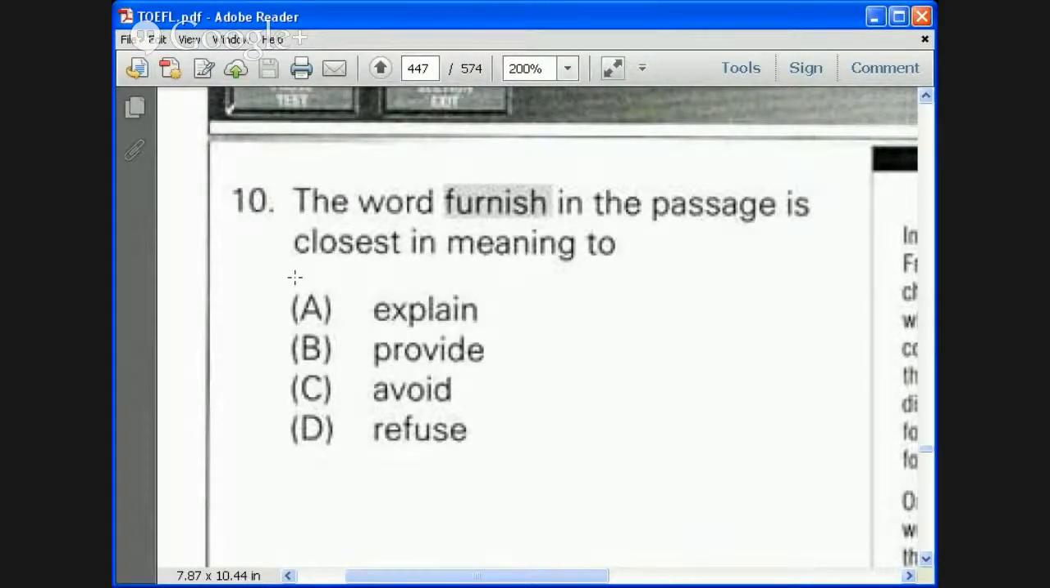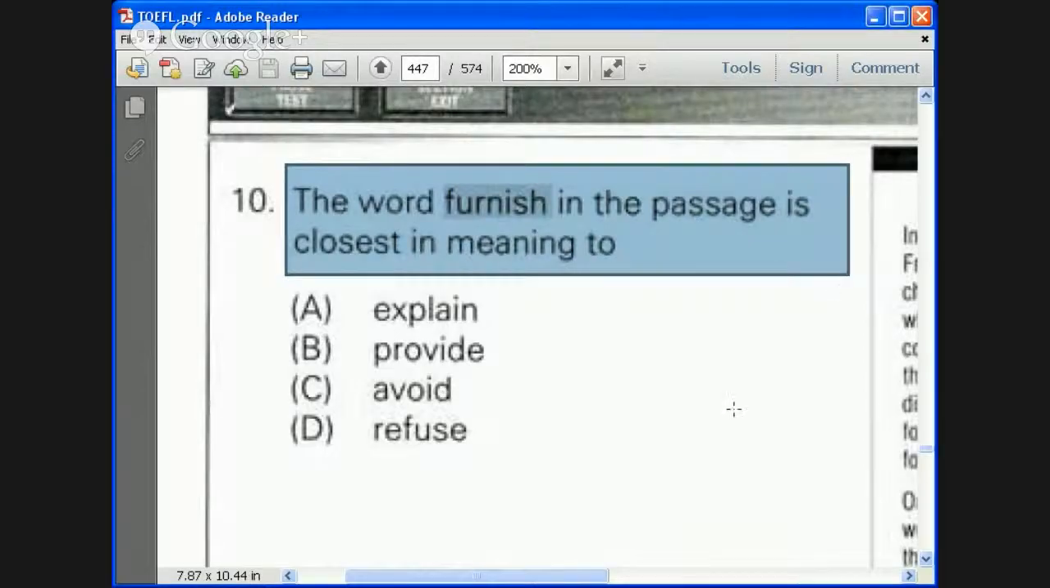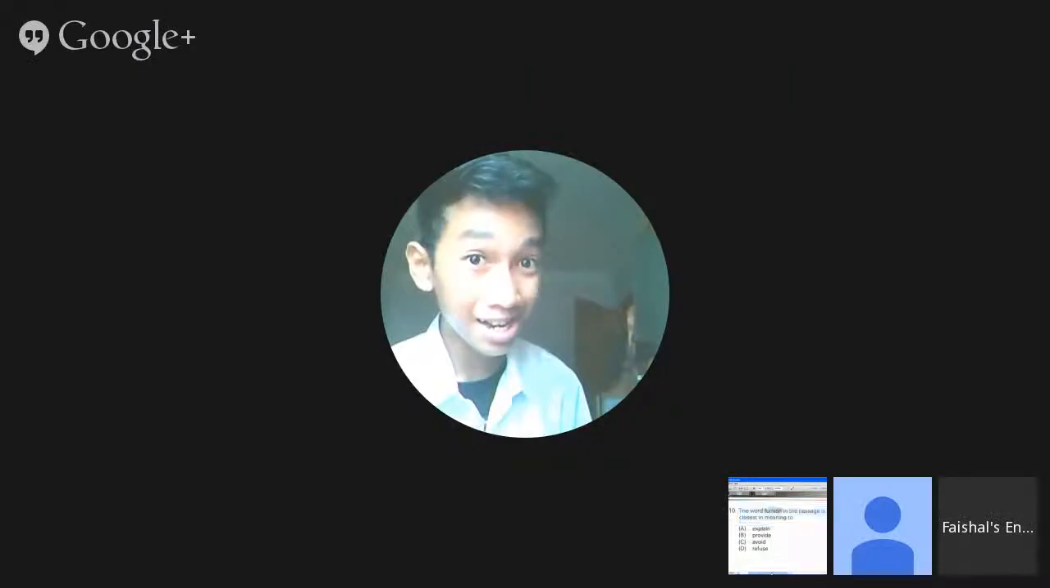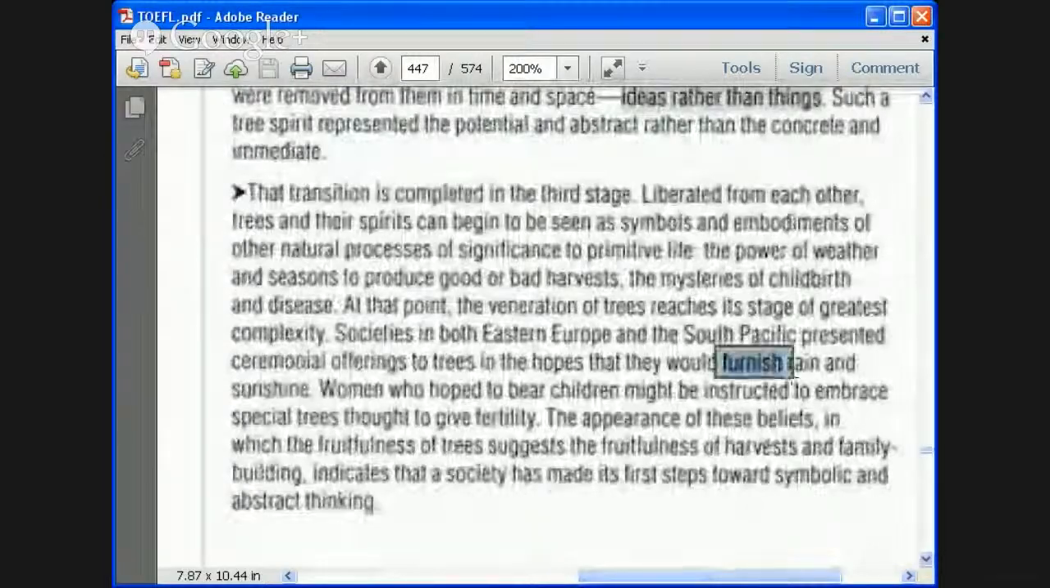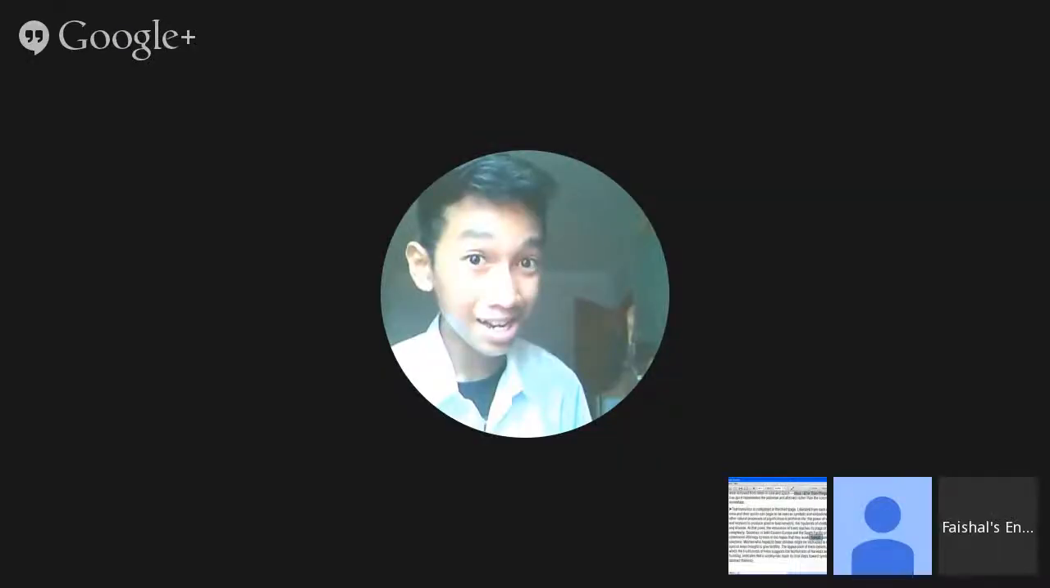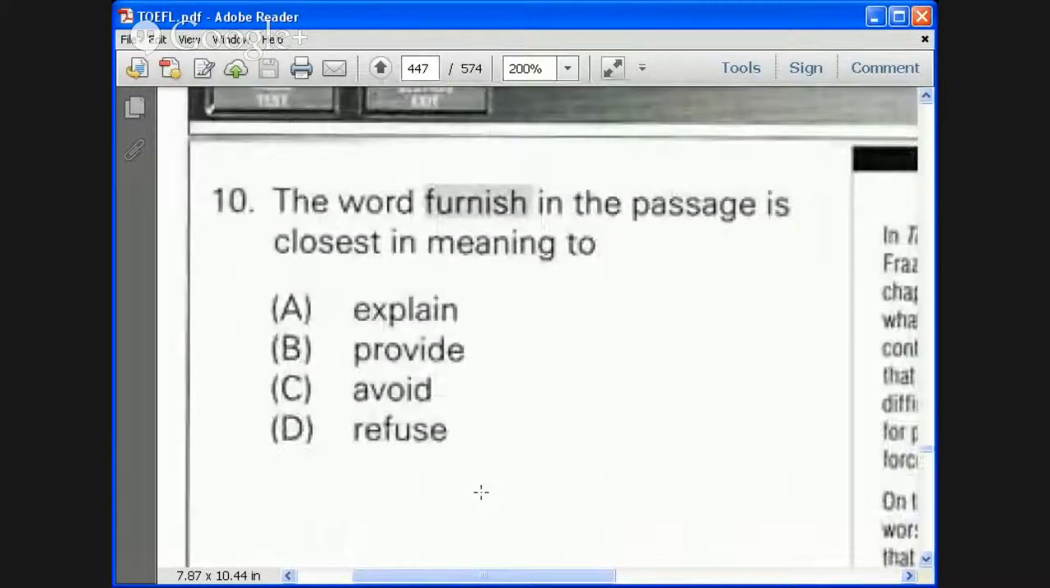Okay, Faisal. You get all the vocabulary questions. All right. The word furnish in the passage is closest in meaning to... Let me see. Add furniture? No, that's not it. Let's see if here it is. Societies in both Eastern Europe and the South Pacific present them. Please hope they would furnish. It means a positive meaning. So the answer would be A or B. What do you think?